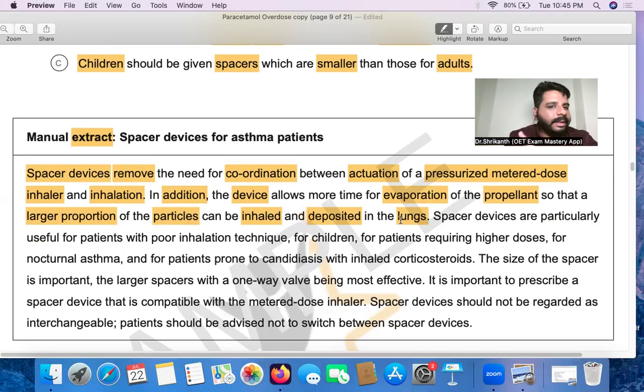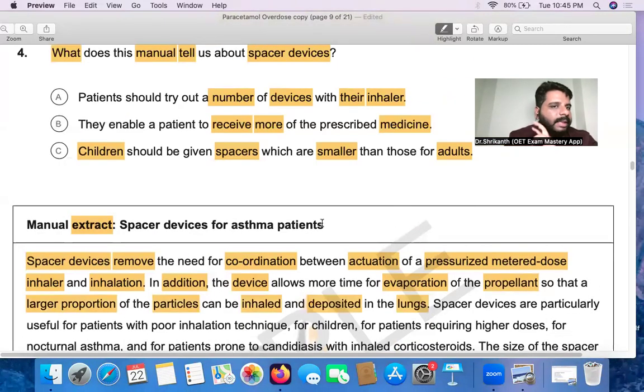Now, have we read this before? What is answer option B? Answer option B is telling they enable the patient to receive more of the prescribed medicine. That is, more quantity of the medicine will be entering the patient's body. The patient will receive more quantity of the medicine over there.